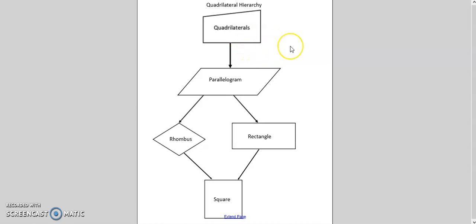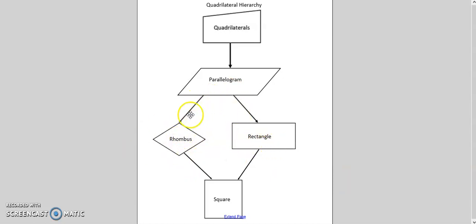Now, some of those quadrilaterals just have four sides and that's it. But some of them have the properties of a parallelogram. So some quadrilaterals are parallelograms, but if we work our way up, we can see the only way to be a parallelogram is to be a quadrilateral. Parallelograms then break into two branches called a rhombus and a rectangle. Today we're going to talk about a rhombus.